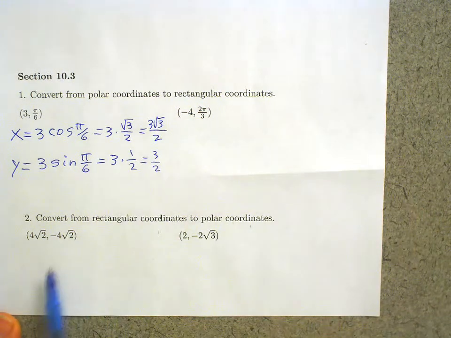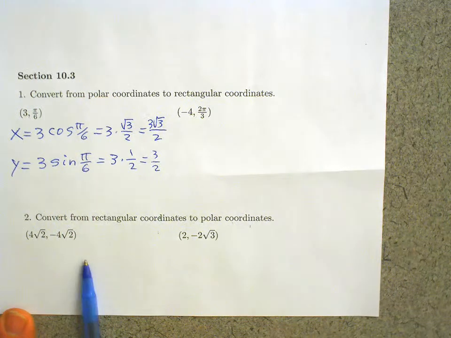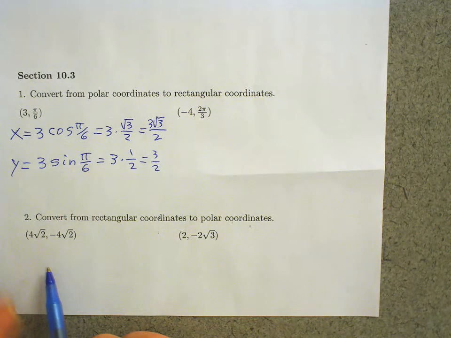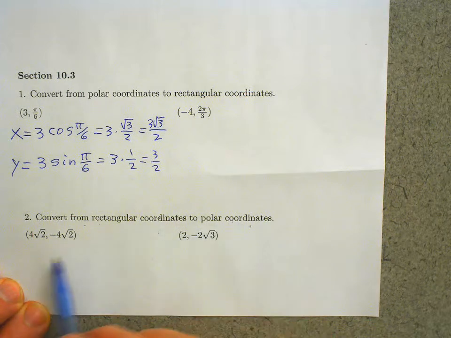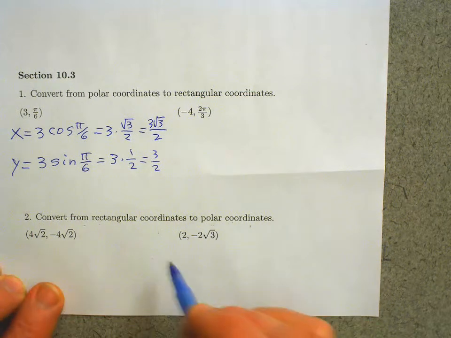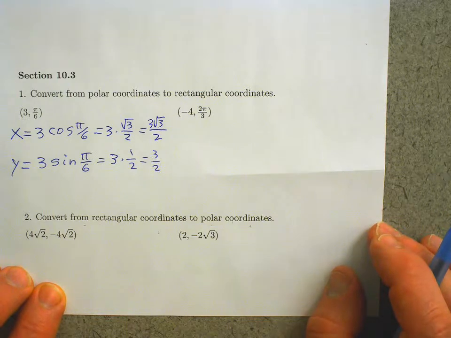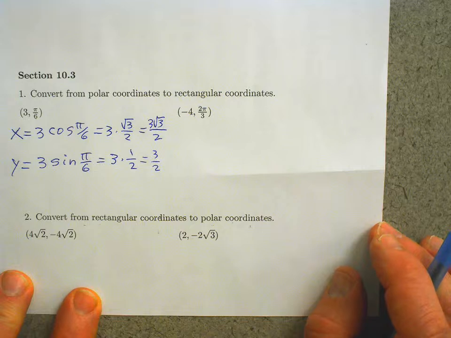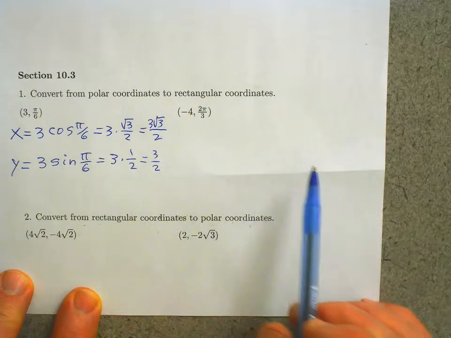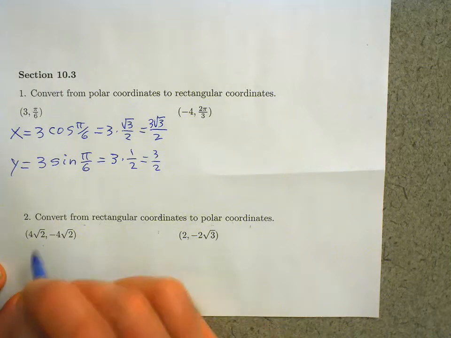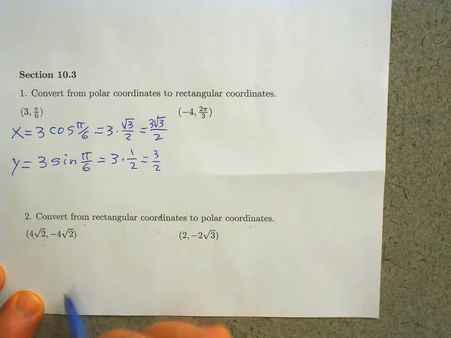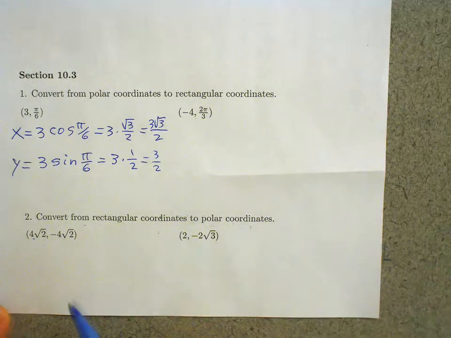Okay, let's work on one of these. We have less than a minute. Convert from rectangular coordinates to polar coordinates. Whoops. Okay. Yeah. Sorry. This point is in the 4th quadrant. Okay, we're out of time.